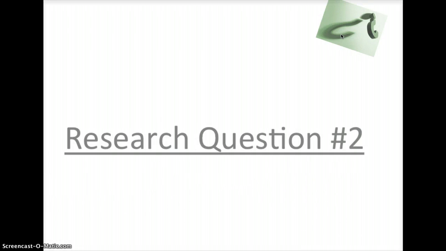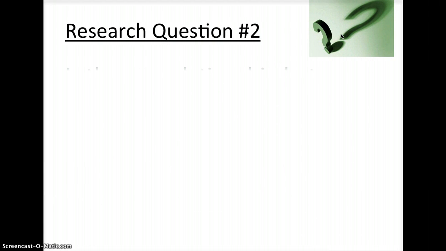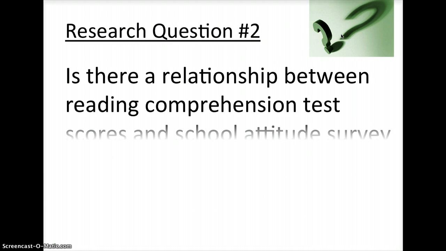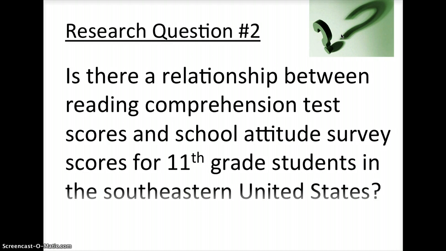My second research question is, is there a relationship between reading comprehension and general school attitude? I want to control for that, see if that influences their reading comprehension. To answer this question, I will be using two subscales of the Patterns of Adaptive Learning Strategies, PALS. Each has 5 questions. I'll combine them for a 10-question attitude survey.